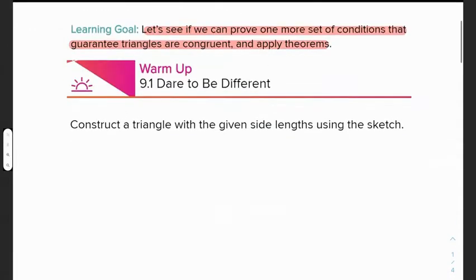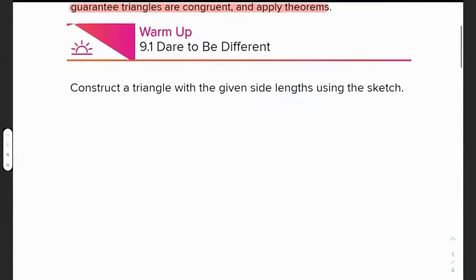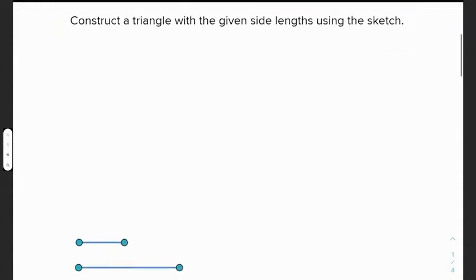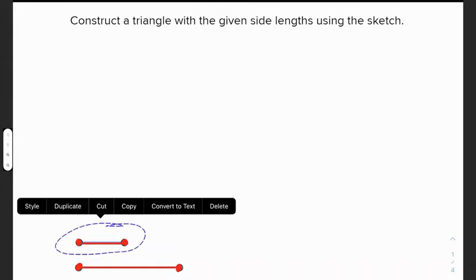Now, in our warm-up, dare to be different, they want us to construct a triangle with the given side lengths. Like if I told you I need you to use this line segment, we'll say it's a distance of 2 or something like that. It doesn't really matter. But I know in the real world, I would give you straws. The people at Starbucks would very much be weirded out because I order 50 some odd straws, and they're just like, what? Okay, so let's copy that.